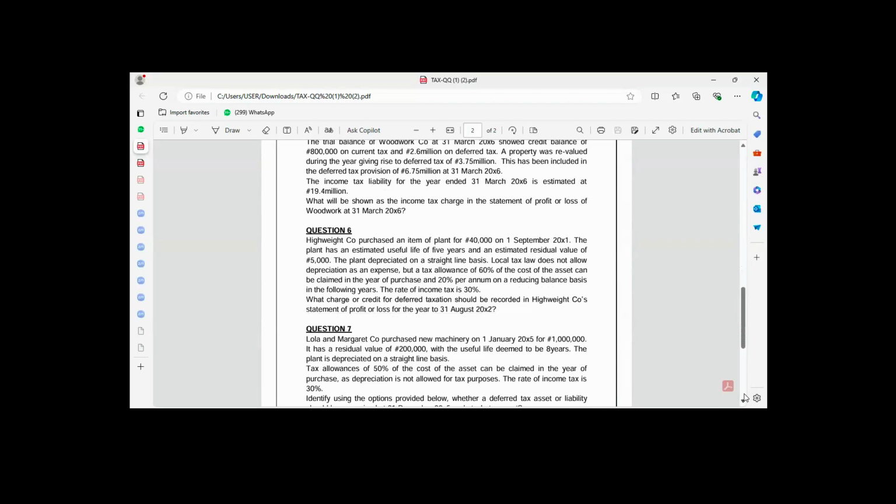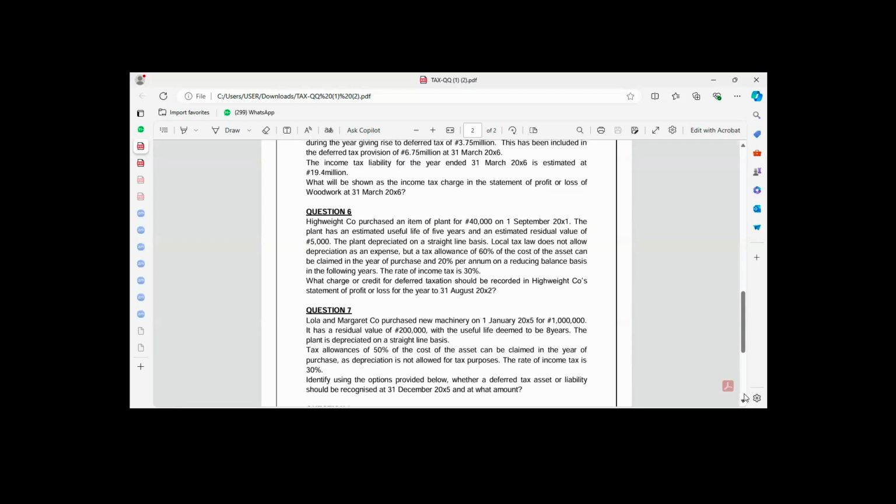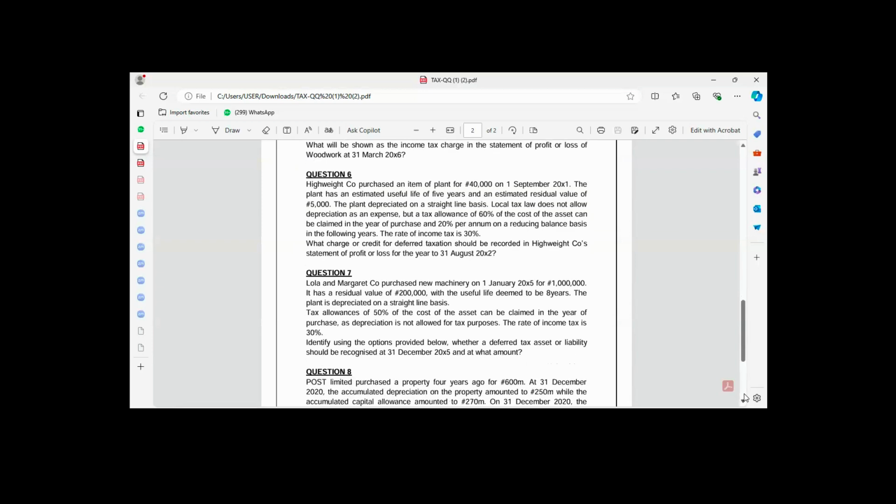There's one that purchased an asset. Lola and Margaret purchased a new machine for 1 million with a residual value of 200. The useful life is 8 years. The plant is depreciated on a straight-line basis. Tax allowance of 50% of the cost of the asset can be claimed in the year of purchase, as depreciation is not allowed for tax work. The rate of income tax is 30%. I expect everybody to do this one. This is firstborn. Just get your depreciation, get your capital allowance, remove it, get the carrying amount.